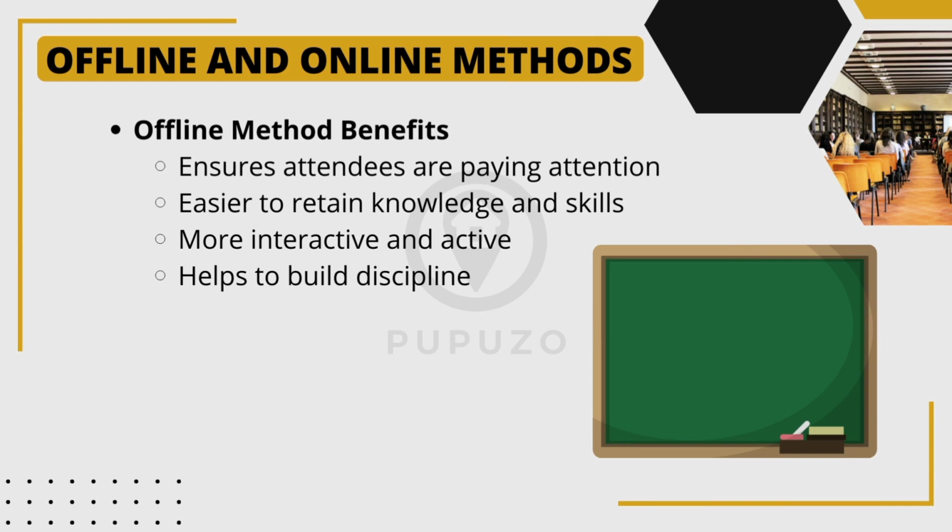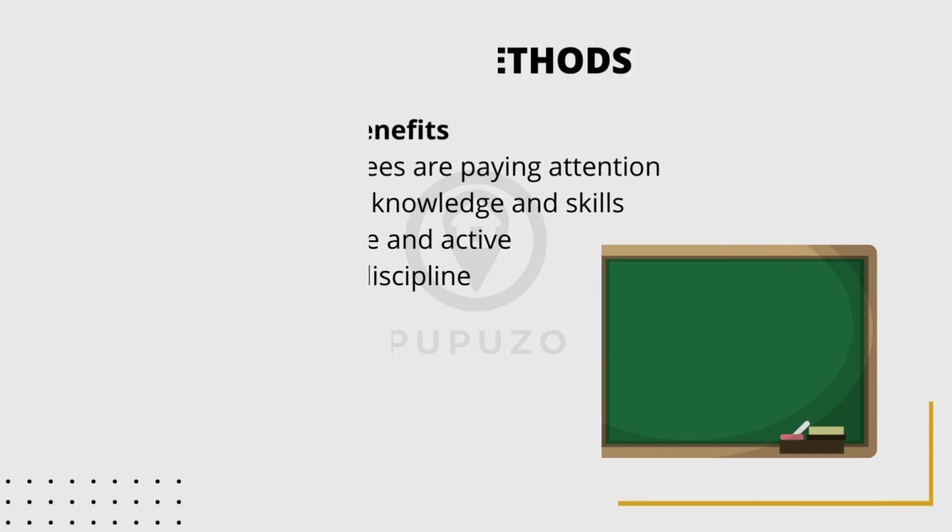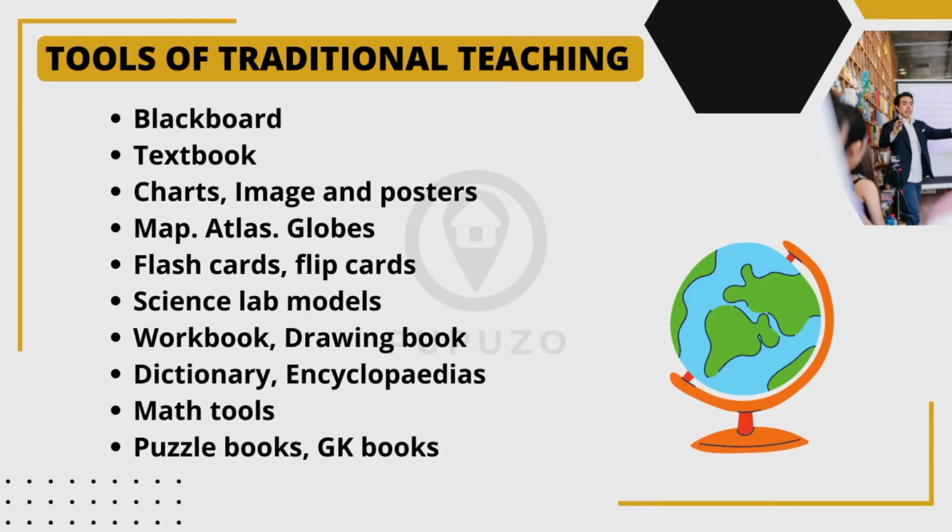Now let's take a look at the tools used in both traditional and modern teaching methods. In offline teaching, tools such as blackboards, textbooks, charts, images, maps, and flashcards are commonly used. These tools provide a tangible and visual representation of information, making it easier for students to grasp concepts.